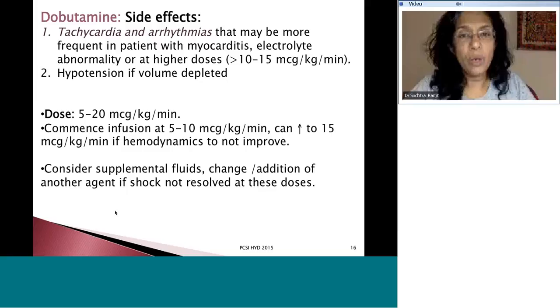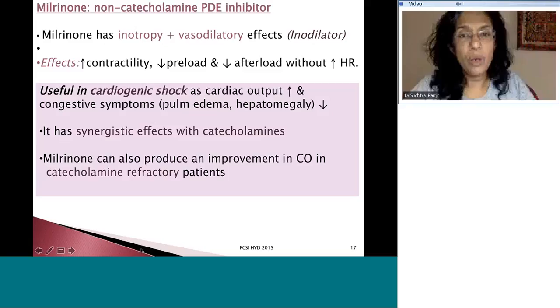You'd consider a supplemental fluid change to another agent if shock is not resolved with these doses. And the second commonly used inodilator is a non-catecholamine phosphodiesterase inhibitor, which most of you will be familiar with. So this is milrinone, which has inotropy and much more vasodilatory effects compared to dobutamine, also called an inodilator. Milrinone improves contractility, decreases preload and afterload without increasing heart rate.